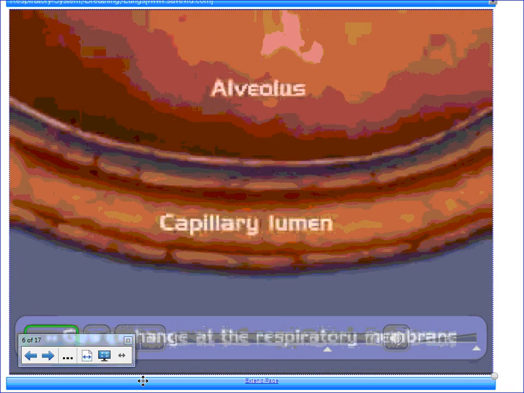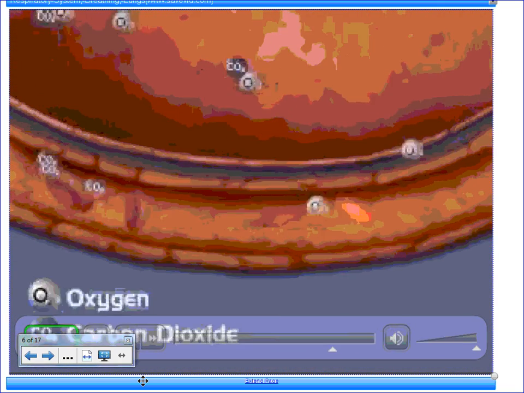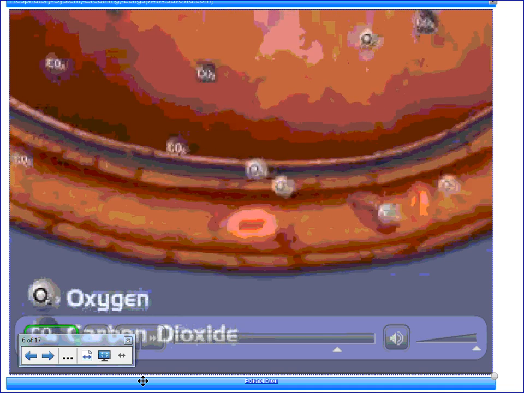Now let's zoom into a higher magnification view of gas exchange at the respiratory membrane. Red blood cells in the capillary adjacent to the alveolus release carbon dioxide and bind oxygen.